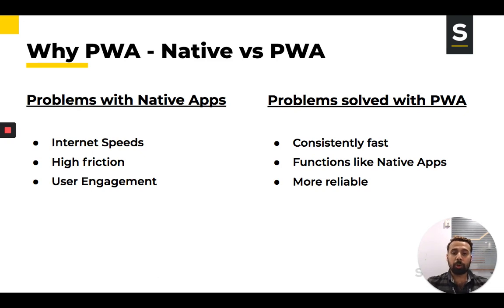Now, let's talk about the problems faced by native applications today. The biggest problems native apps face are internet speeds. You may not realize this depending on where you're staying, but 60% of the world's population is still using 2G internet, which takes about 15 to 20 minutes to download a small application, so you're losing on that 60% potential traffic.